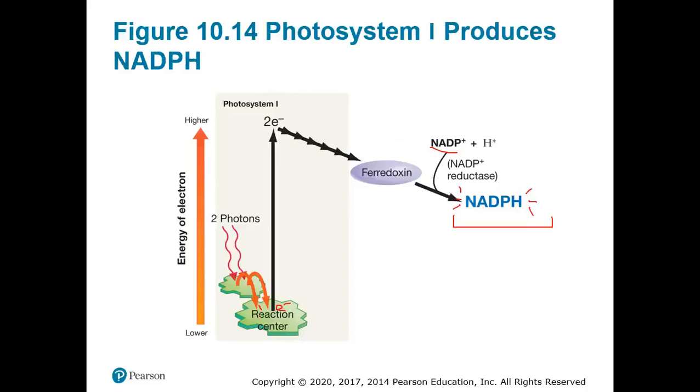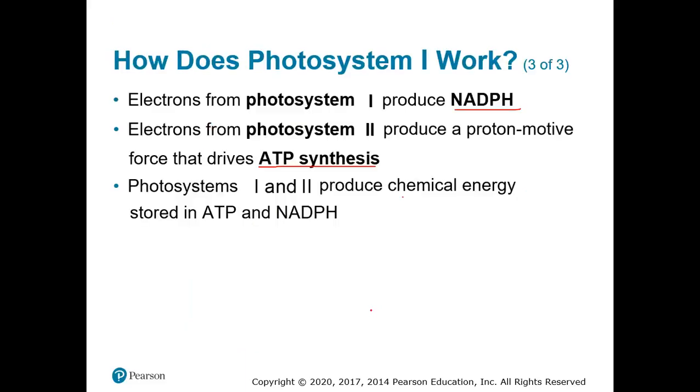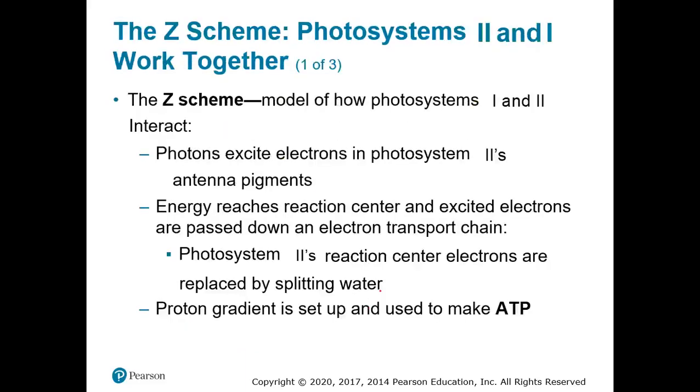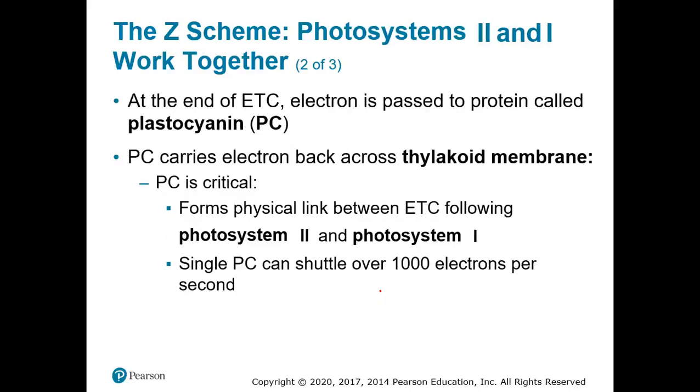Right? Think about it. Once we excite that electron and give it to ferredoxin, this reaction center is empty. But photosystem 1 doesn't split water. Okay, we can't use water to replenish it. So how do we replenish that electron? And that is the key fact of the Z-scheme. We can use the electron from photosystem 2 to replace the electron from photosystem 1. Okay, so let's see how that looks.